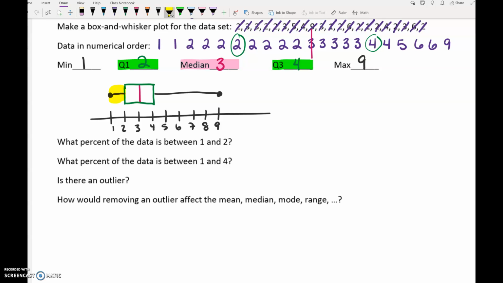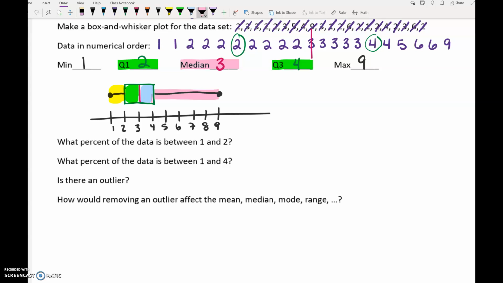From the minimum to the first quartile is 25% of the data. From the first quartile to the median is 25% of the data. From the median to the third quartile is 25% of the data. And from the third quartile to the maximum, that is also only 25% of the data. If we look at from 4 to 9, doesn't that look like a large amount of space? There's still only a quarter of the data in that space.